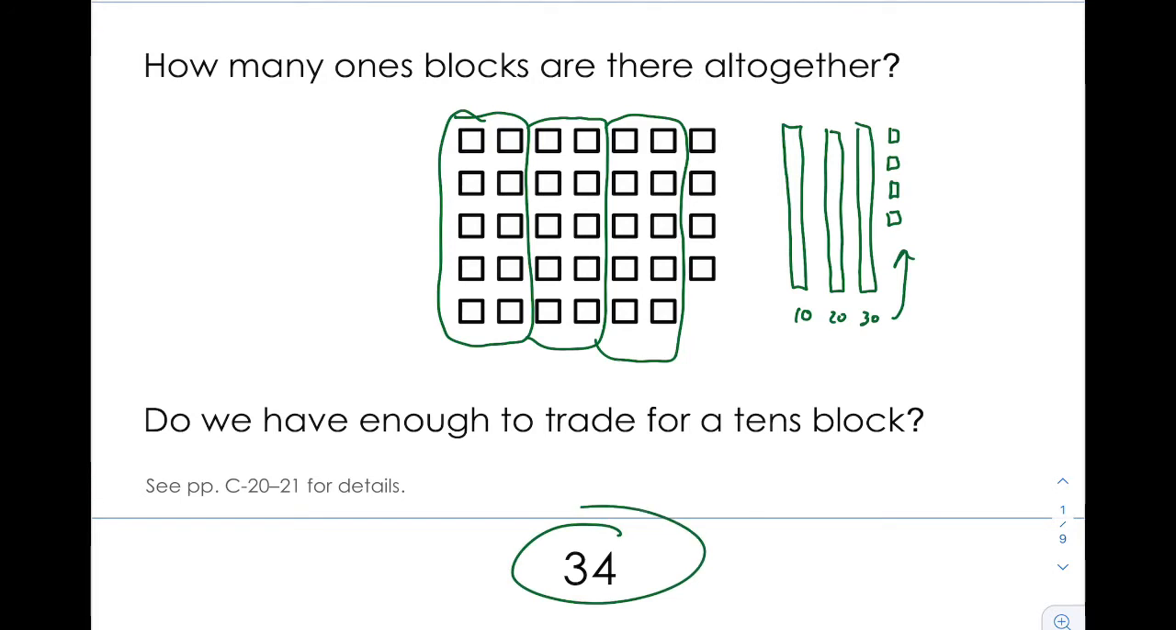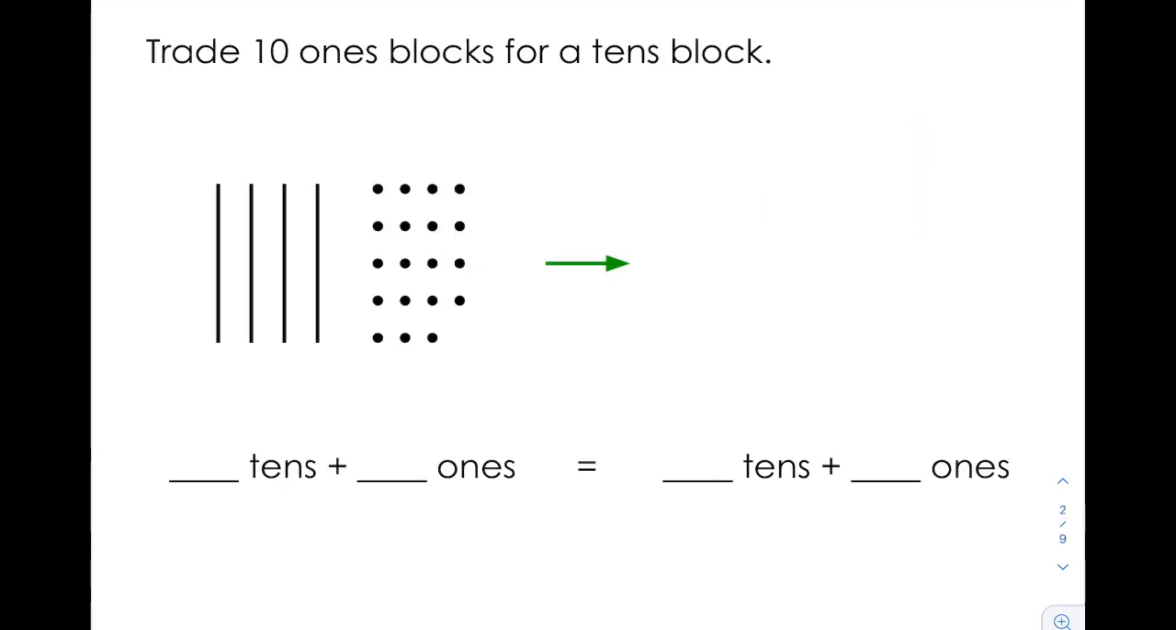So we know that we have 10, 20, 30, plus the 4 makes 34 altogether. So both of these diagrams are equivalent. They are showing the same amount. We just traded in the 30 individual blocks for 3 tens blocks, and then we had our 4 ones blocks left over. Trade ten ones blocks for a tens block.